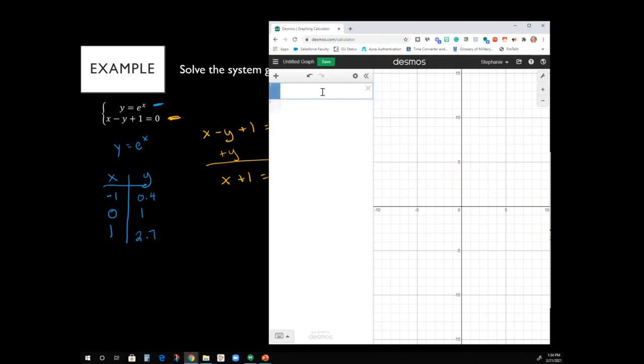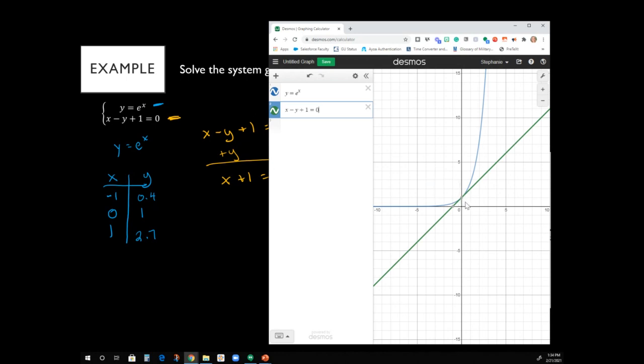So let's just graph these. I'm going to do y equals, and you can just type the letter e and then get in the exponent. So that's e to the x. And then x minus y plus 1 equals 0. And you can see that, yes, our answer is (0, 1).